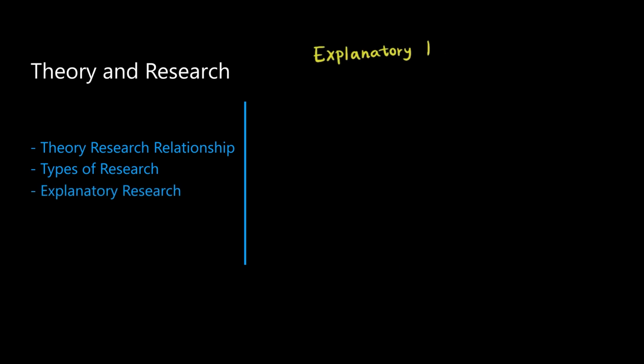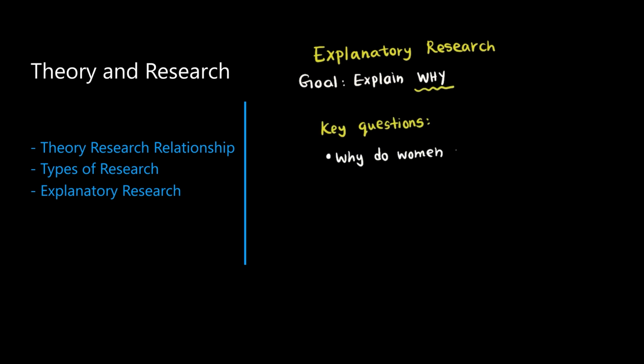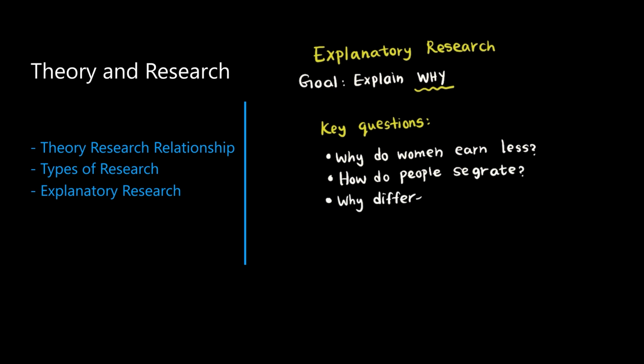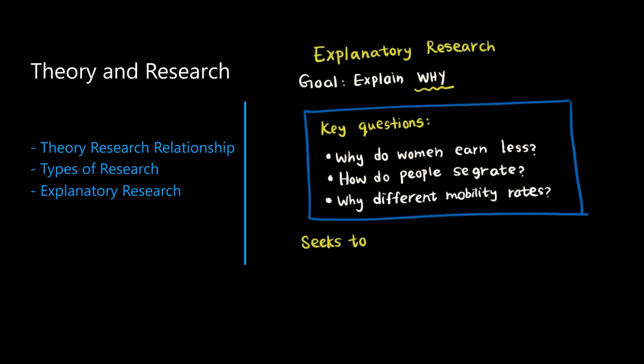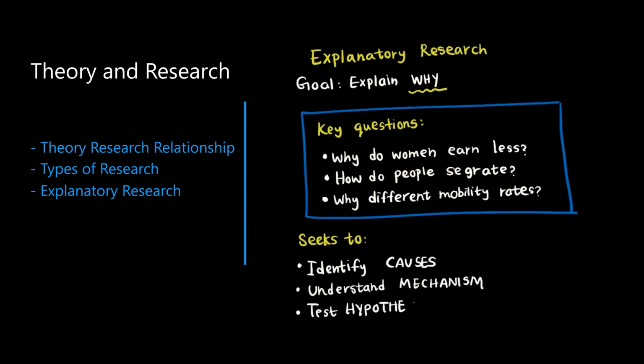Explanatory research goes a step further. It seeks to explain why social phenomena occur the way they do. Why do women earn less than men on average? How do people self-segregate into different neighbourhoods? Why do some countries have higher rates of social mobility than others? Explanatory research tries to identify causes and understand mechanisms. It tests hypotheses about relationships between different social factors.